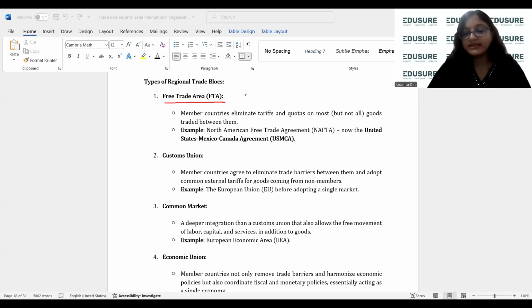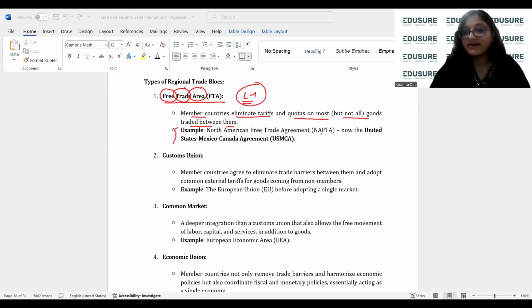The first level of integration, let me call it L1. L1 is the first level of integration where a free trade area is being formed. What is a free trade area? Member countries eliminate all the tariffs and all the quotas on most, but not all, of the goods traded between them. So this is the first level of integration.